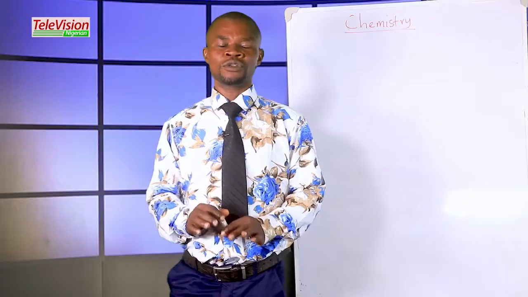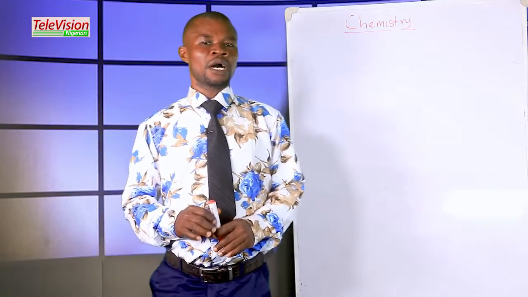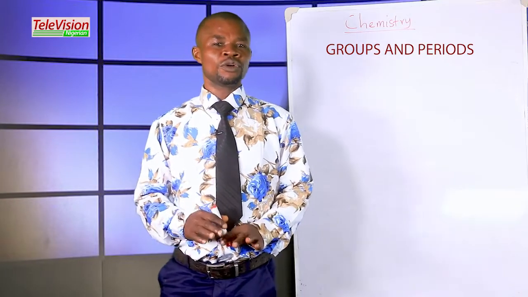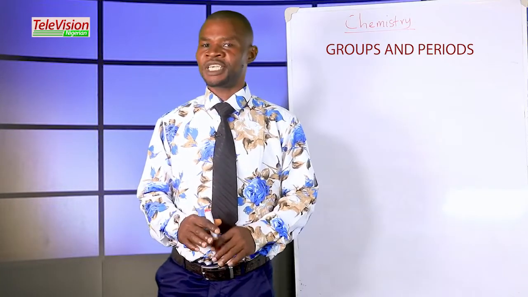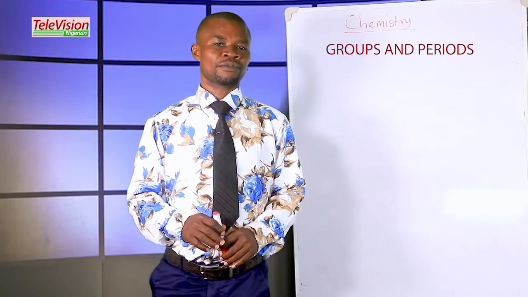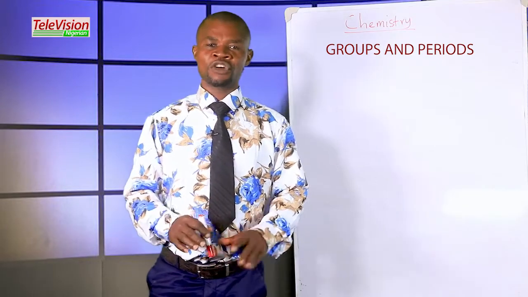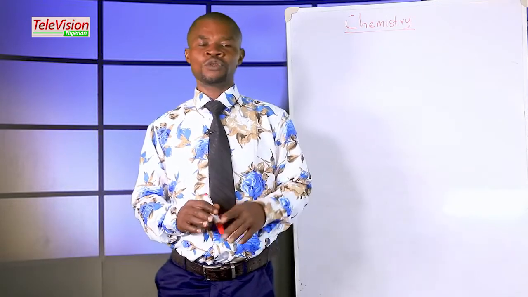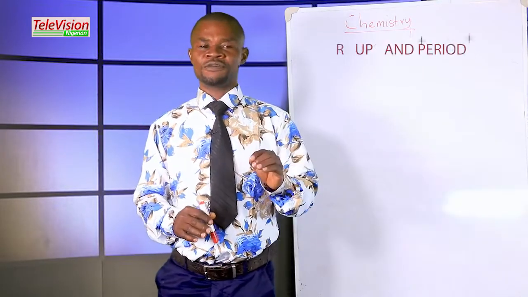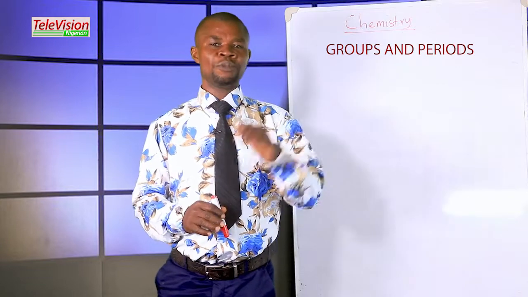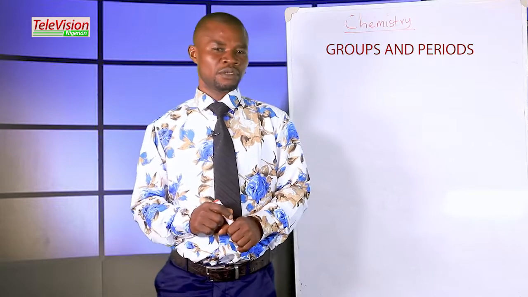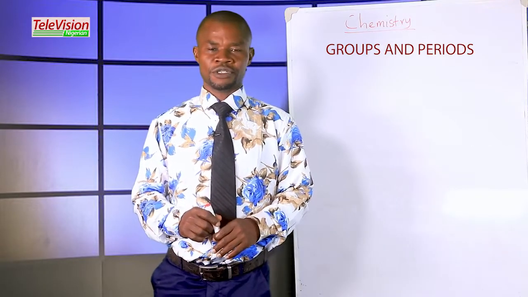For you to be able to know the group and the period of an element, what you need to do is to carry out electronic configuration. After the electronic configuration, the number of electrons found in the outermost atomic shell is the group, while the number of shells or orbits in which the electrons occupy in that atom is called the period.